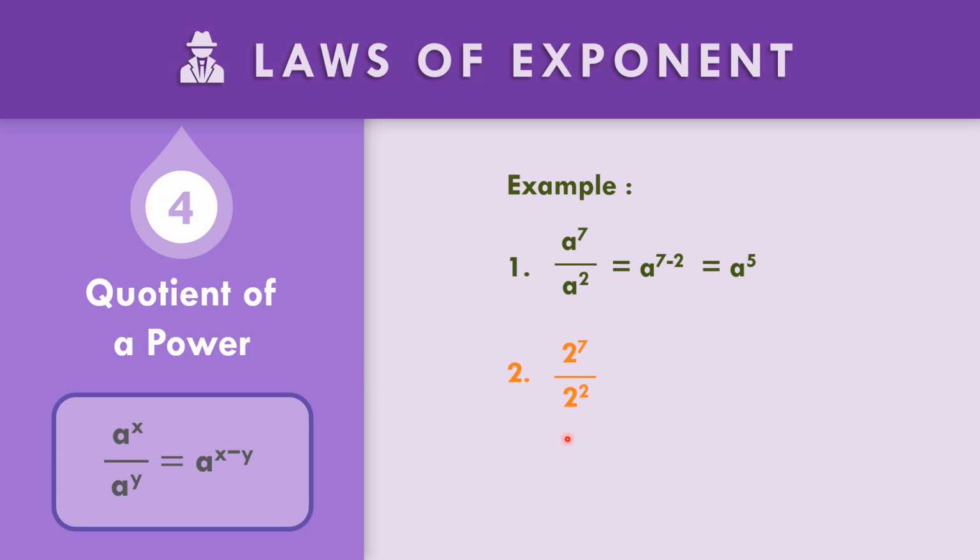Next, number 2, we have the same base 2, so copy 2, subtract the exponent 7 minus 2, that is equal to 5. So 2 to the 5th power, and 2 to the 5th power is 2 times 2 times 2 times 2 times 2, the answer is equal to 32. How about number 3? 3 to the 7th power all over 3 to the 7th power, so it means 3 to the 7 minus 7. So 7 minus 7 is 3 to the 0, and 3 to the 0 is equal to 1.